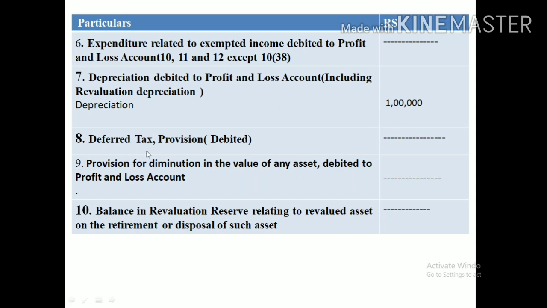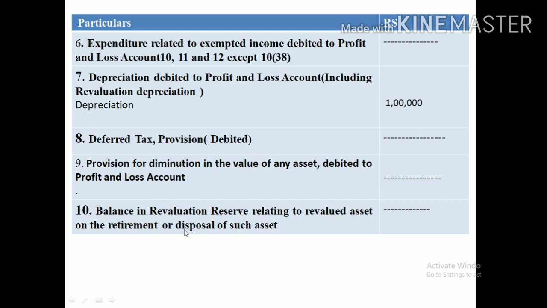Next, deferred tax provision. If it is given on the debit side we should add it back, but there is no such information. Then provision for diminishing the value of any asset debited to the profit and loss account. Related to this, there is no information. Just ignore.